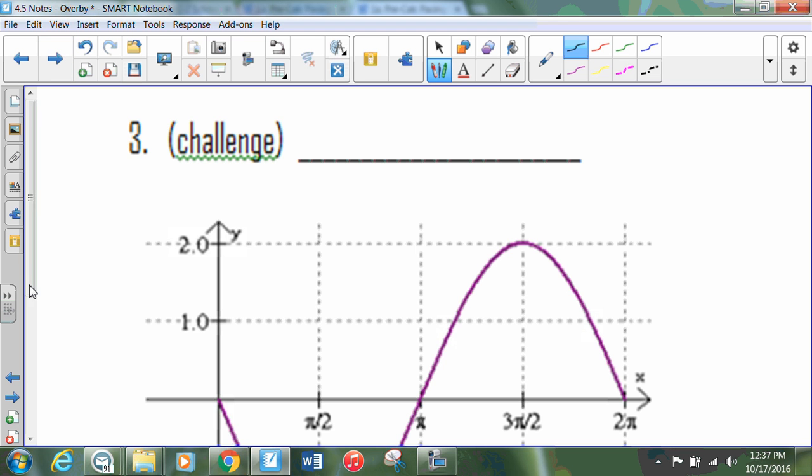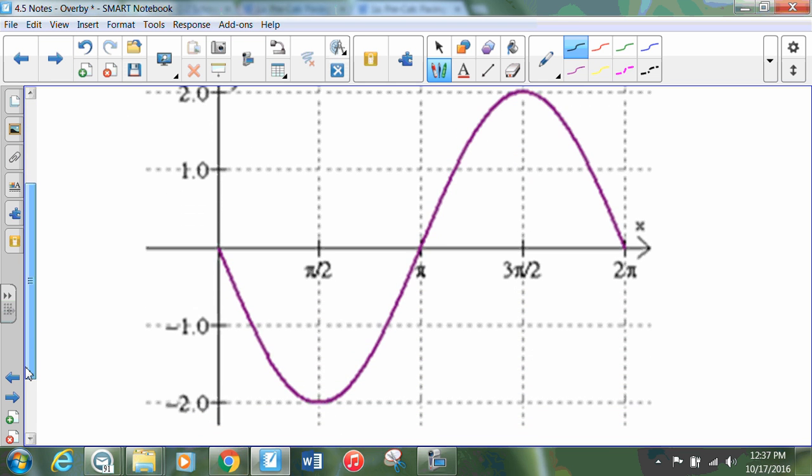All right, this one is going 0, negative 2, 0, positive 2, 0. So sine starts at 0, but good. So its amplitude is 2, but it's the negative 2 that causes it, instead of going 0, 1, 0, it's going 0, negative. So it's a negative with the amplitude.